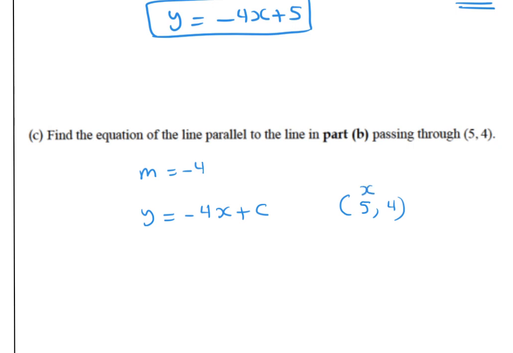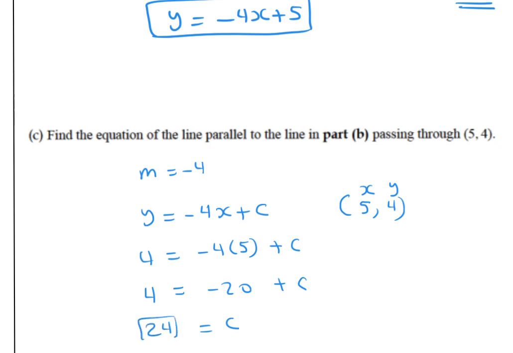So x is 5 and y is 4. So 4 equals negative 4 times 5 plus c. So 4 equals negative 20 plus c. So c equals negative 20 plus 4... no, 4 plus 20, which is 24. So now the equation for the line is y equals negative 4x plus 24.